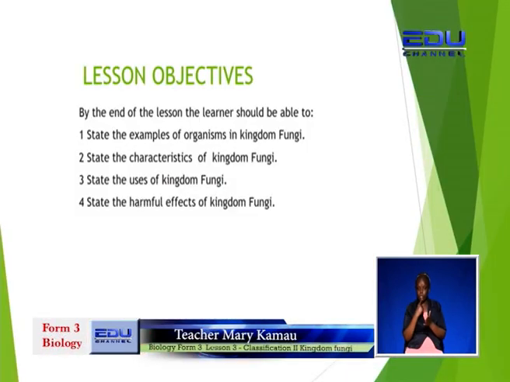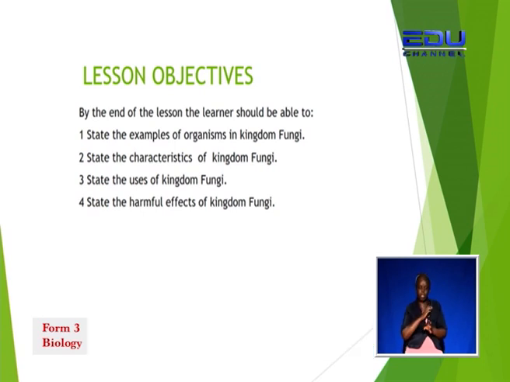And in the course of the lesson, there are some objectives that I want us to achieve. One, by the end of the lesson, the learner should be able to state the examples of organisms in kingdom fungi, state the characteristics of kingdom fungi, then state the uses of kingdom fungi, and then state the harmful effects of kingdom fungi. So those are our objectives for this lesson.